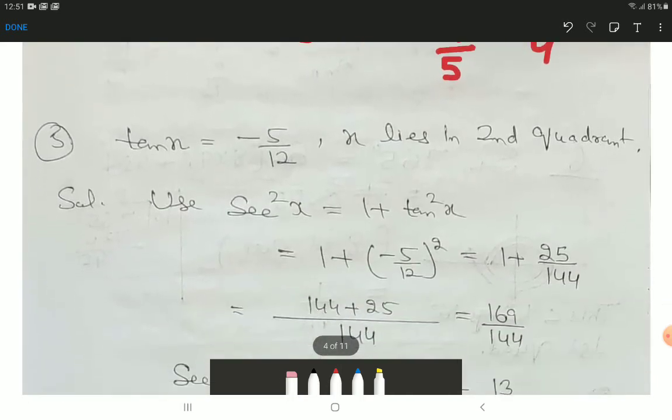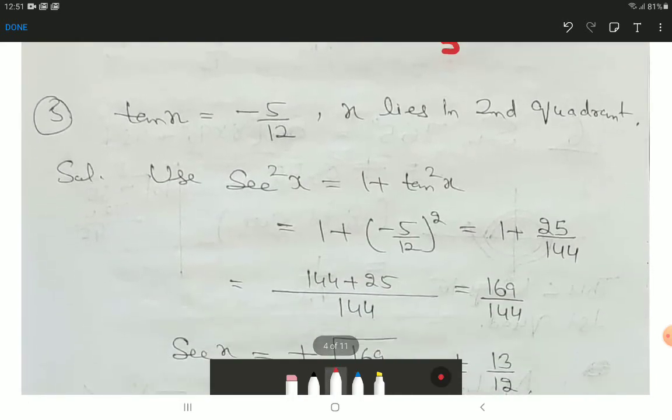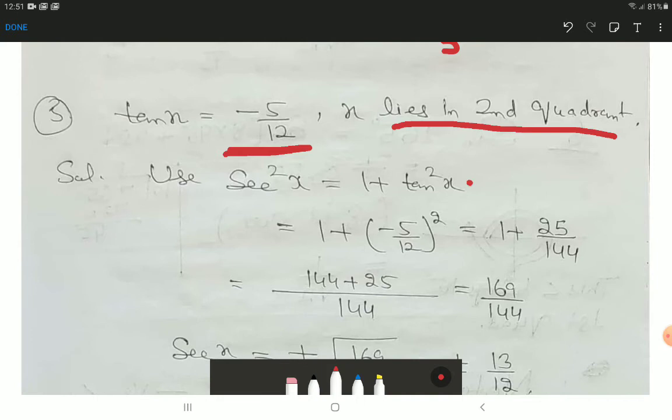I am moving ahead. Question number 5. Tan x is given to be minus 5 by 12 and x belongs to the second quadrant. Now we will have to think of a class 10 trigonometric identity which involves tan x and one more trigonometric ratio, and that is sec square x is equal to 1 plus tan square x.